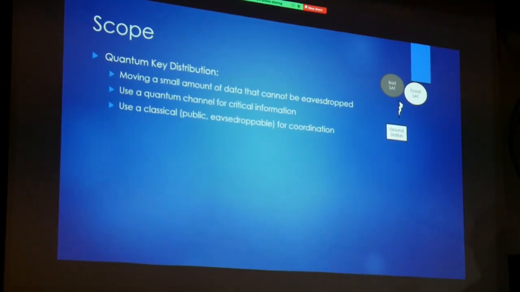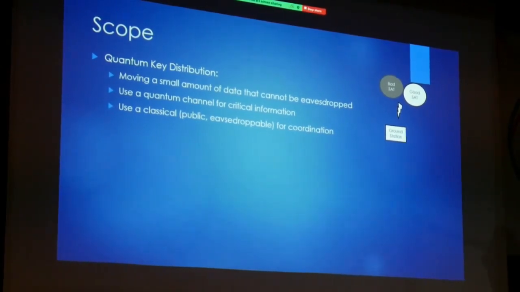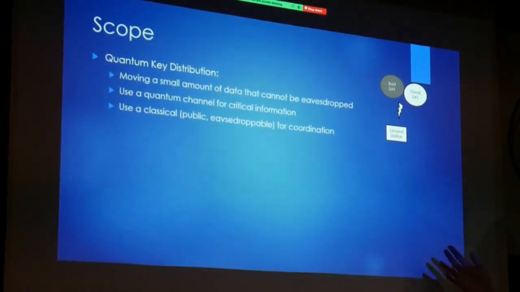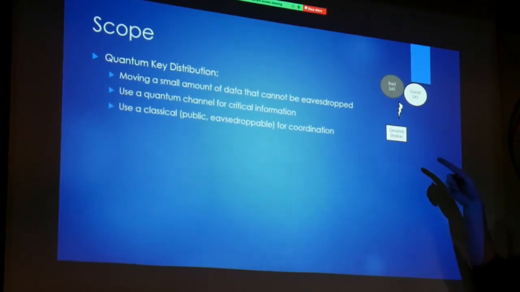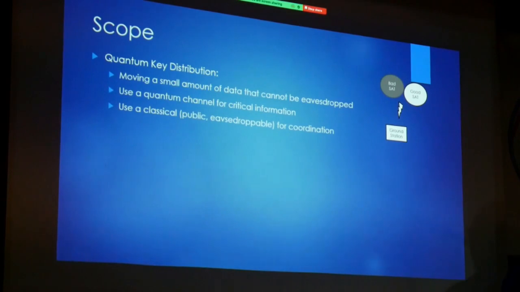Unlike encryption, which is hiding the information, this prevents eavesdropping altogether. We will use a quantum channel, which in this case will be light in a quantum mode, for the critical information as we get the encryption key up to the satellite and the satellite coming back down. We'll use what in the business we call a classical channel, which is just a regular communication channel. No quantum involved. This could be BPSK, could be Ku band, it could be anything that you'd like. But this is capable of being eavesdropped, and it is public, meaning that we are okay with someone listening into the classical channel. And we use this channel for coordinating the quantum operations. So that's quantum key distribution.